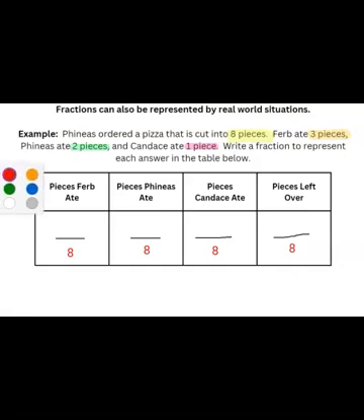Ferb ate 3 pieces, so his fraction should say 3 out of 8, or 3/8, because he had 3 pieces out of the 8 pieces that we had total. Phineas ate 2 pieces, so his fraction is going to be 2/8, because he ate 2 of the pieces out of 8 total pieces that were available. Candace only ate 1 piece, so her fraction is going to be 1/8.